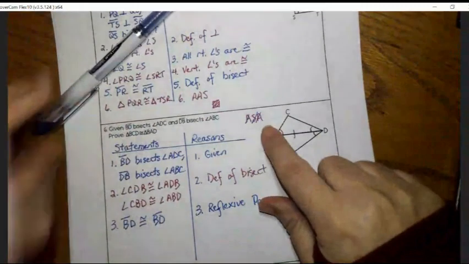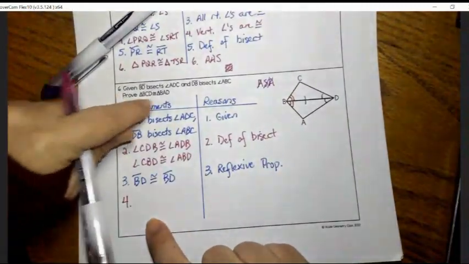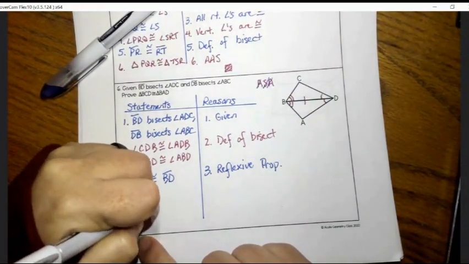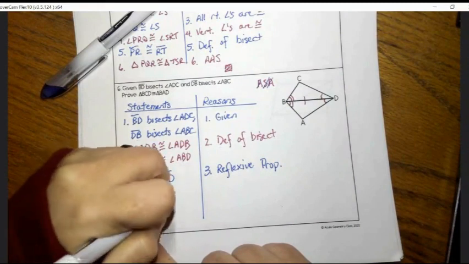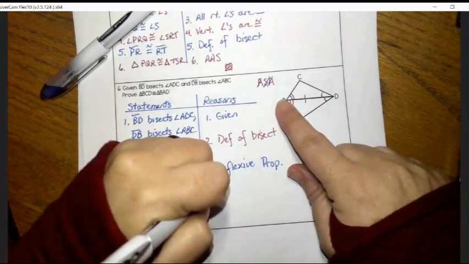I've marked off everything in my to-do list, which means my last step, you can use the prove statement. Triangle BCD is congruent to triangle BAD by ASA.